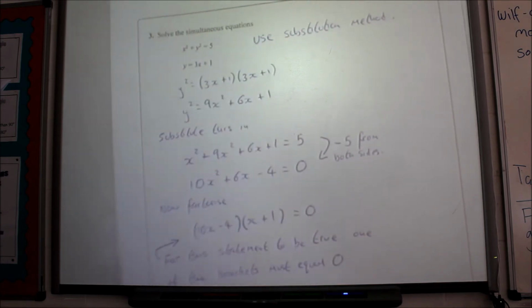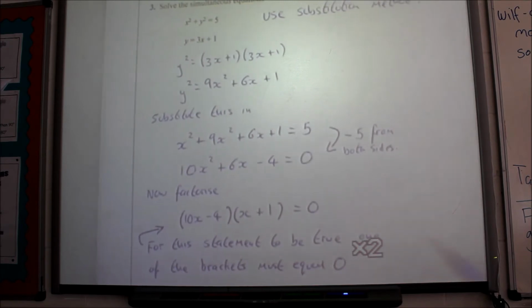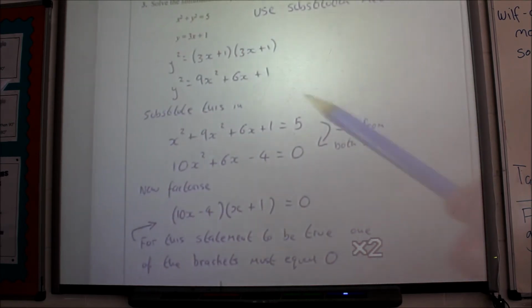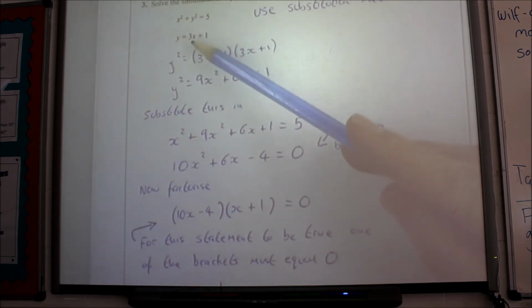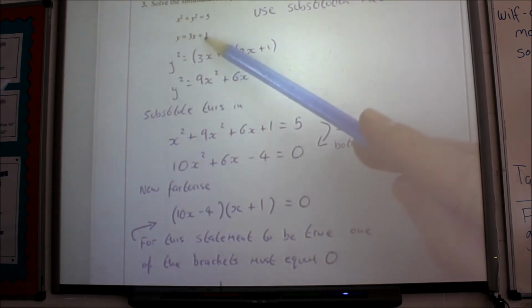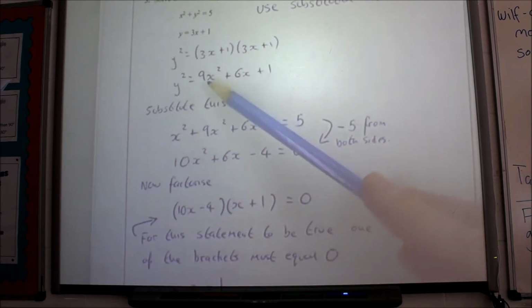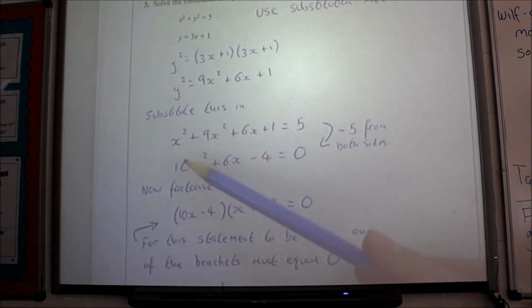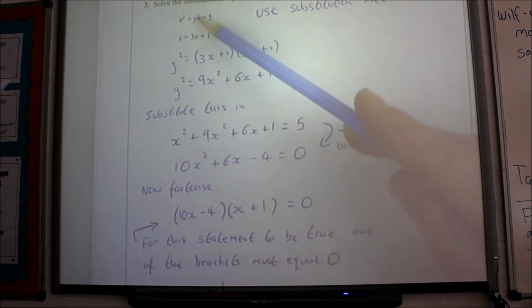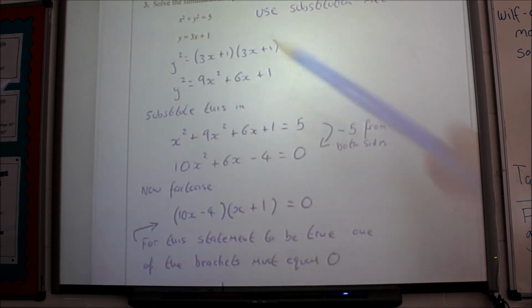For this one, because they're quadratics, you've got to use the substitution method, and I'll take you through it step by step. Y squared is equal to 3x add 1 times itself. So 3x add 1 times itself, there we go. So y squared is that, because I multiplied them out. Substitute this into the one on top. So x squared add, now y squared, don't forget, is 9x squared, add 6x, add 1, equals 5, like it does at the top.